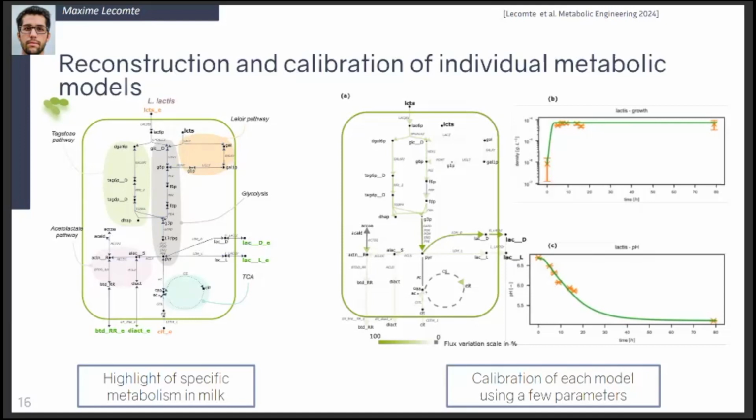And you have here the prediction of one partner's growth and the pH in its growth culture. In orange, you have the experimental data, and in green, you have the simulation. It works well because it's the learning phase of the process. So we try to infer the parameters using the data.